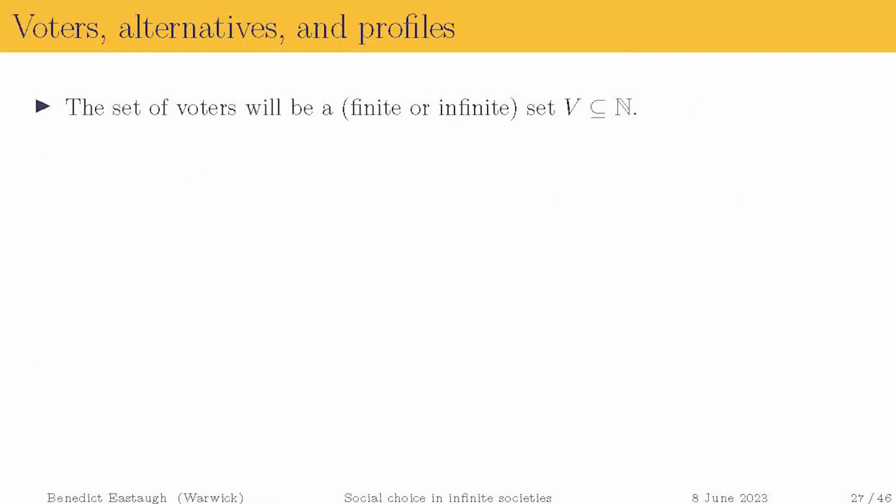Okay, so how do we do it then? Well, voters, that's easy. Just take some infinite or possibly even finite set V of natural numbers. So the natural numbers are just being used to label our voters. We label them 0, 1, 2, etc. In the finite case, we'll only have finitely many. In the infinite case, it could be all of the natural numbers, or it could just be an infinite subset. So, we could just have the odd numbers, or the even numbers, or the prime numbers. Doesn't matter.